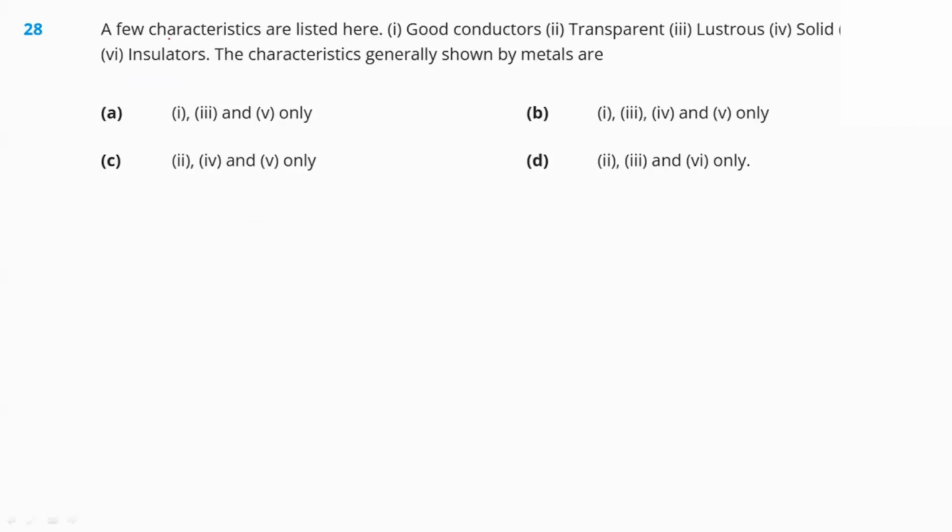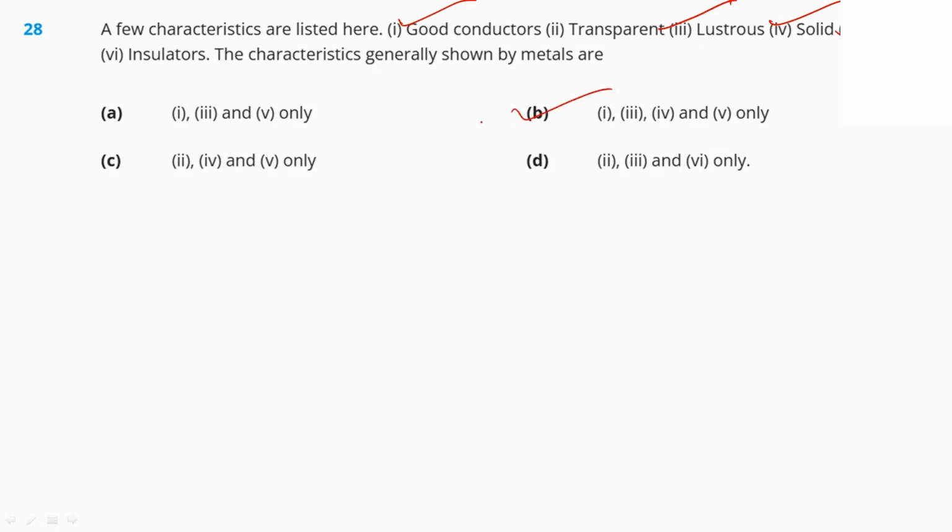Next question. A few characteristics are listed here: 1 conductors, 2 transparent, 3 lustrous, 4 solid, 5 opaque, 6 insulators. The characteristics generally shown by metals are, so metals are good conductors, they are lustrous, they are solid, they are opaque. So option 1, 3, 4, and 5. Option number B is our right answer.